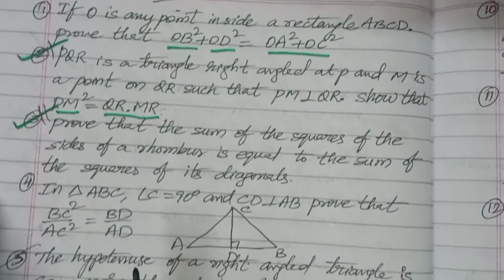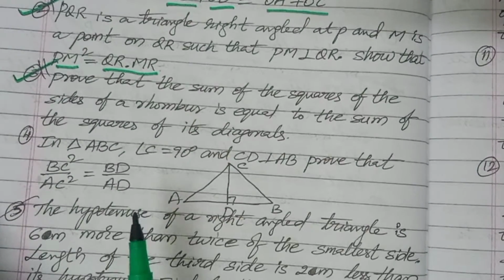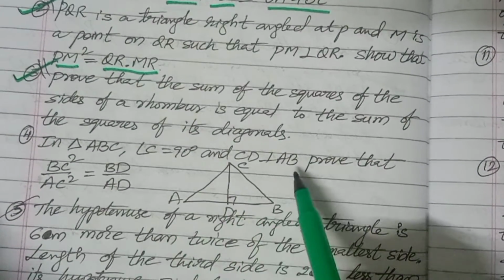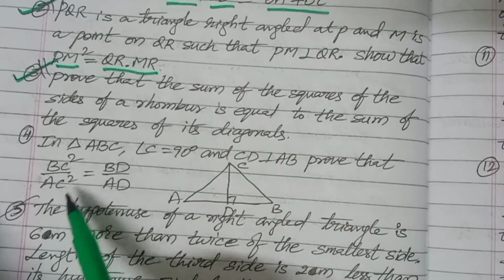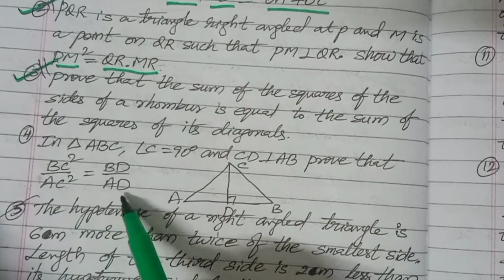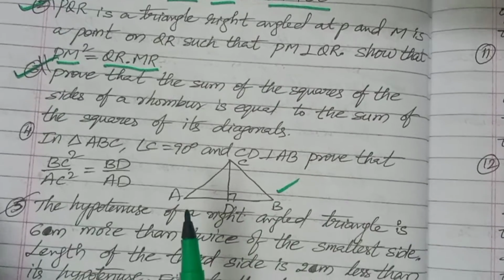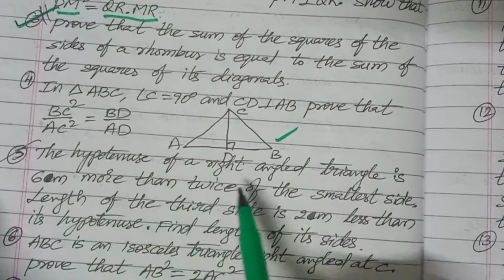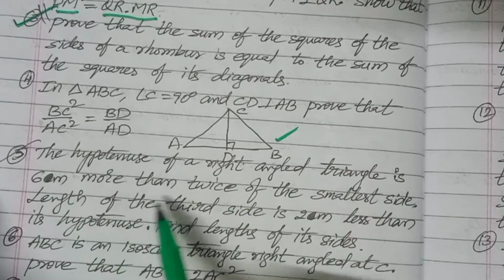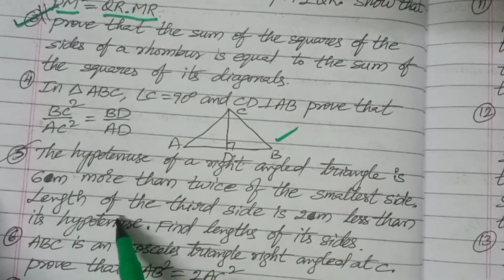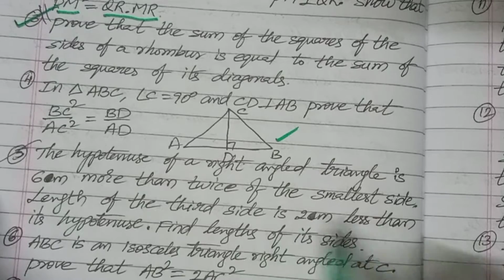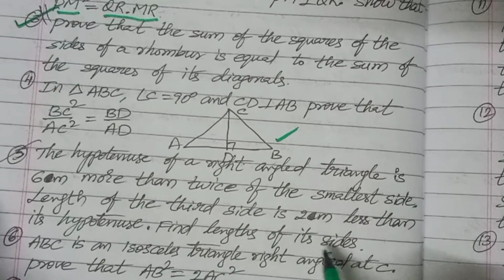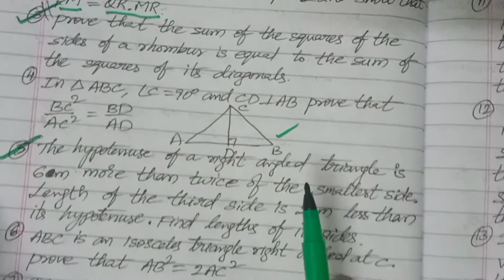Very important question. In a triangle ABC, angle C is 90, CD is perpendicular to AB. Prove that BC square by AC square equal to BD by AD. Figure is given. You have to write the value of BC square by AC square. The hypotenuse of a right angle triangle is 6 meters more than twice the smallest side. The length of the third side is 2 meters less than the hypotenuse. Find the lengths of its sides. It is also an important question.